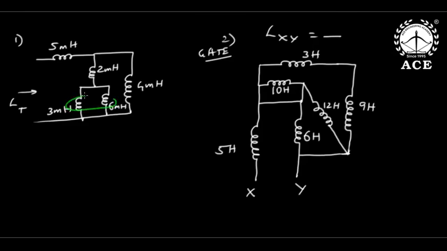Here 3 milli is in parallel with 6 milli, which gives 18 by 9, so 2 milli. Then 2 milli, 2 milli, 2 milli in series gives 4 milli, parallel with 4 milli, 4 milli, then 2 milli plus 5 milli. The answer is 7 millihenry. It is a simple series parallel concept.